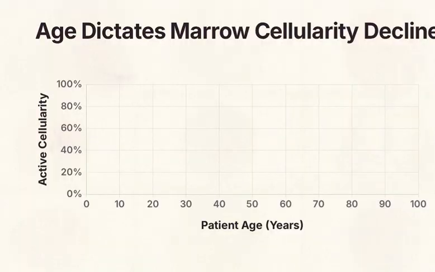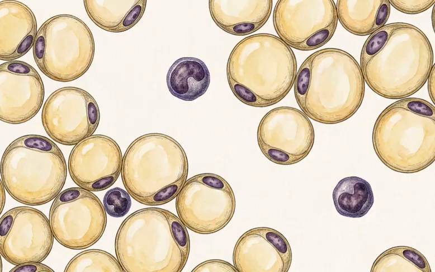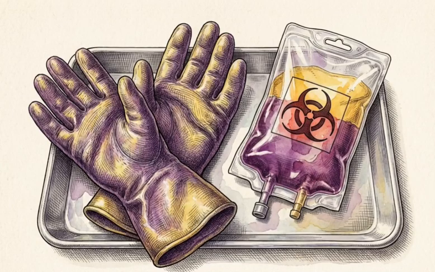Normal bone marrow cellularity is governed by a strict mathematical rule tied directly to a patient's age. The formula is 100 minus the patient's age plus or minus 10%. A 20-year-old expects roughly 80% active cellular density, while a 60-year-old expects closer to 40%. When a sample's active density falls significantly below this age-adjusted baseline, it is classified as hypocellular. A hypocellular finding suggests the marrow's production factory has been shut down, a state found in aplastic anemia or following exposure to chemotherapy and toxins.